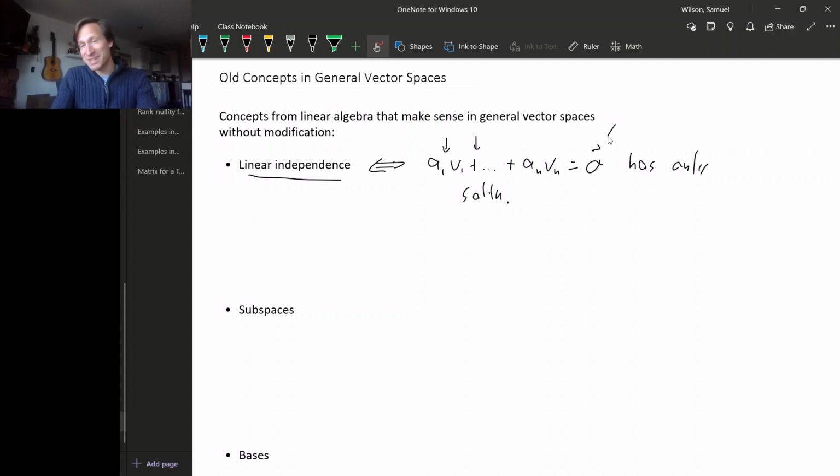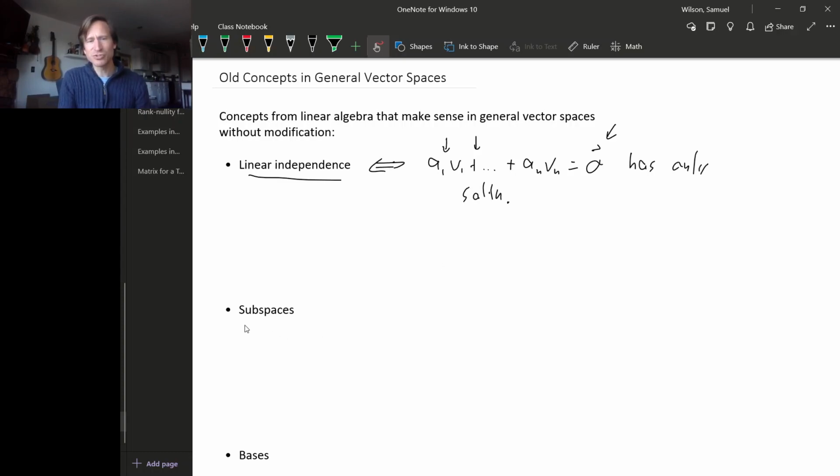And also, I guess we need something. We need a zero vector. We need an additive identity. But general vector spaces have those three things, and so the definition of linear dependence is exactly the same for general vector spaces as it is for Euclidean vector spaces.